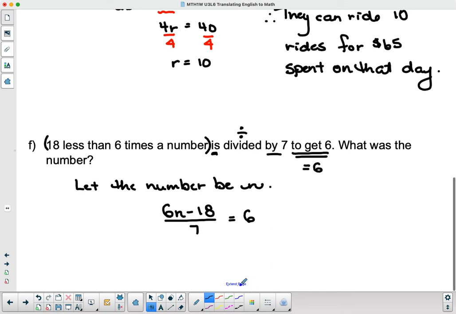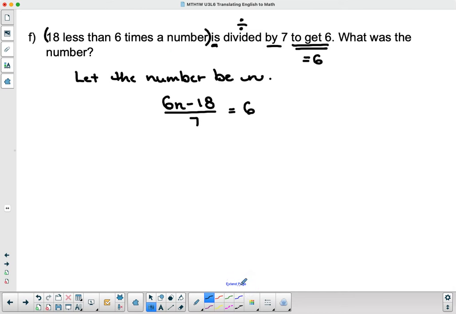So there's our equation. The first thing we want to get rid of is any denominators, so I'm going to multiply both sides by that number 7, which cancels on this side. That makes it a little bit easier. So I've got 6n minus 18 equals 42.